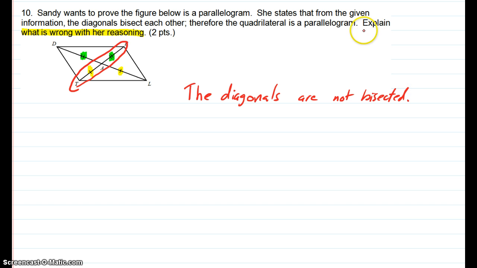So since it asks us to explain it, we might want to use 2 or 3 sentences and say that since the diagonals are not bisected, it does not make a parallelogram, and to justify your reasoning, refer to the diagram, but this is easily a 2 to 3 sentence response.